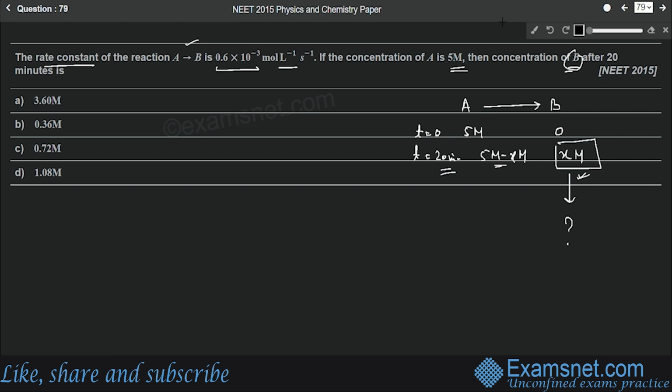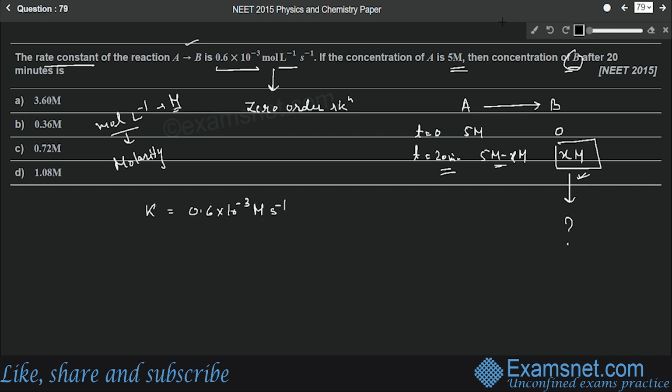Now if we look at the unit of the rate constant, it is moles per liter per second. This is the unit of the rate constant in a zero order reaction. So we can say that this reaction is a zero order reaction. And moles per liter denotes molarity, because the definition of molarity is the number of moles of solute in 1 liter of the solution. So in place of moles per liter, we can write simply capital M, that means molarity. So the rate constant k is given as 0.6 into 10 to the power minus 3 capital M per second.